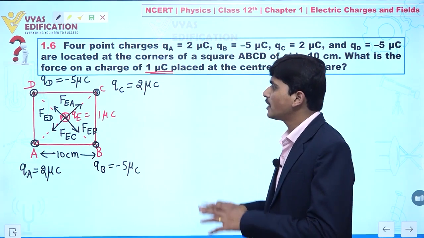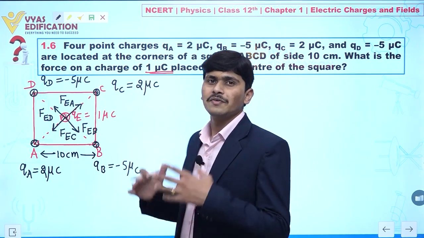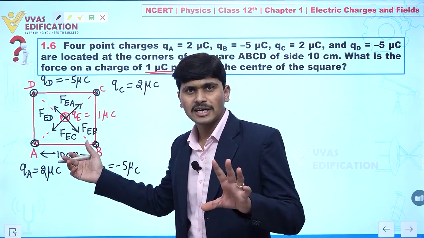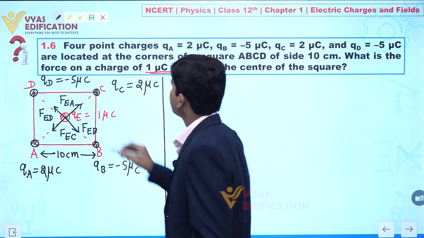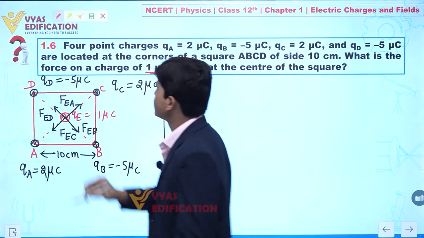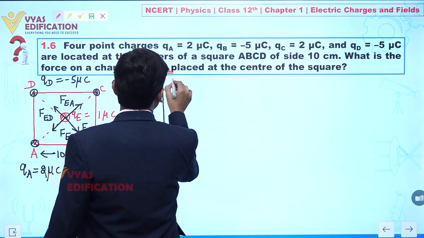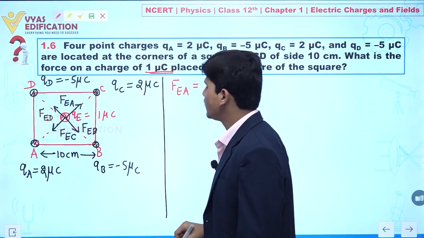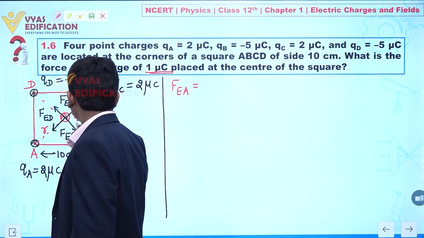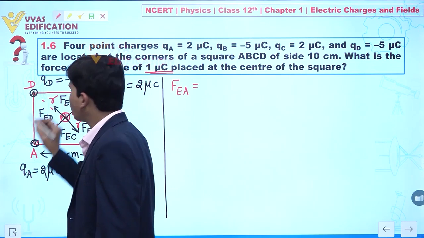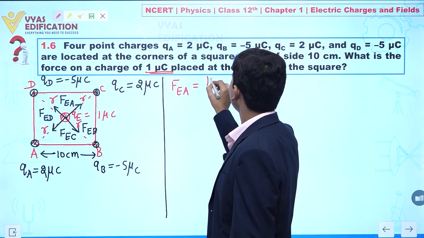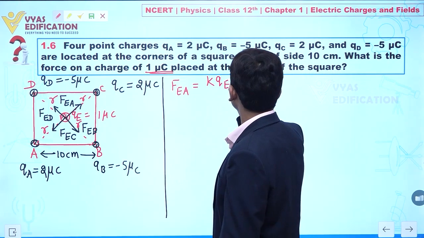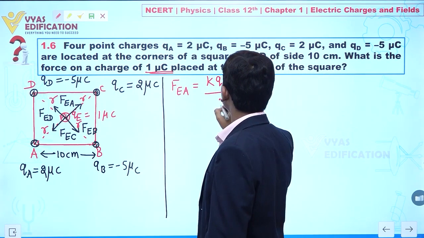So now if we find the magnitude, first we will write the magnitude and then see in which direction the net force acts on charge E. Now listen. First FEA. Let's suppose this distance is R, and every distance is R. So we can write K, QE multiplied by QA, divided by R square.